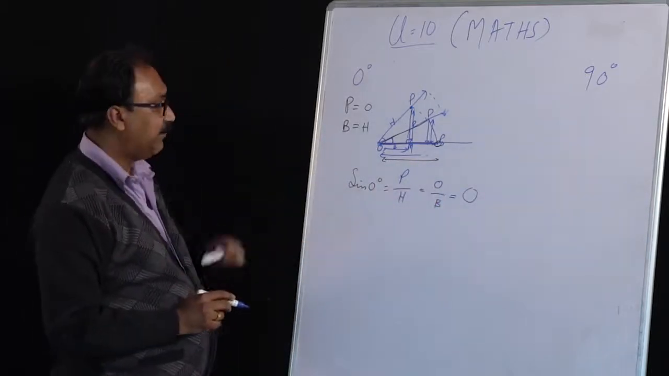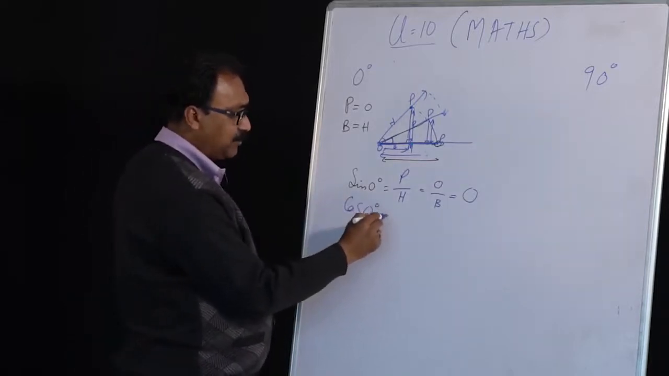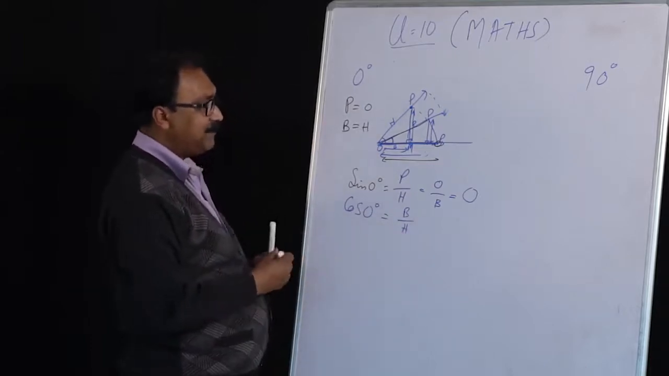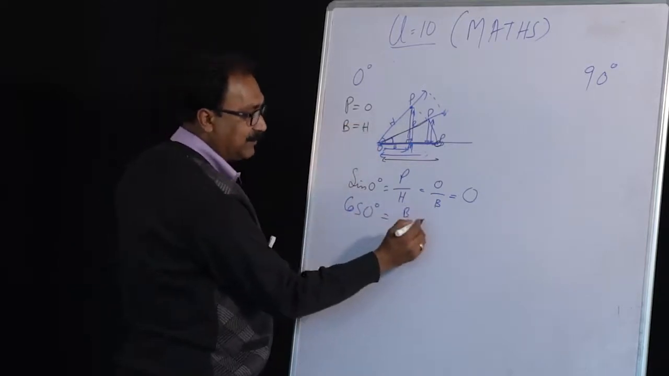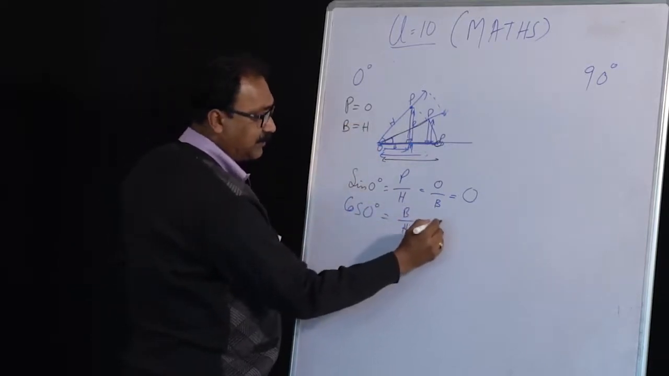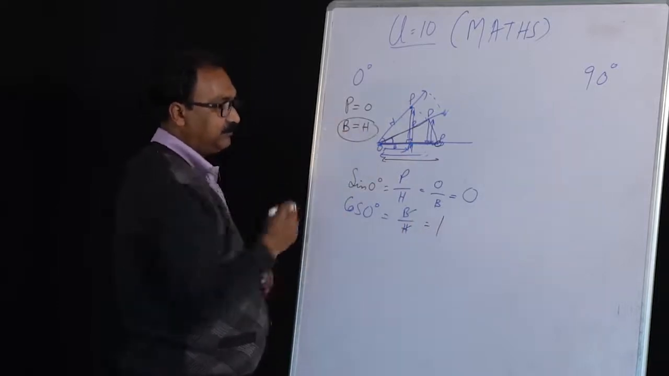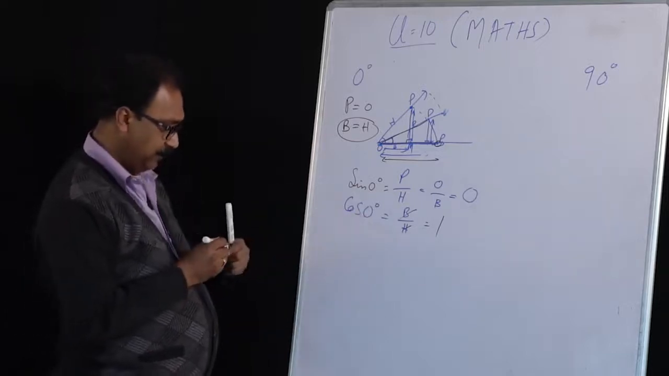Is it clear? Easily we can find all the values, like cos 0 degree. The cos formula is base by hypotenuse. If both are the same, we can cancel them, and you can consider it as 1, because both values are equal. So we get the value 1. So cos 0 degree is 1.